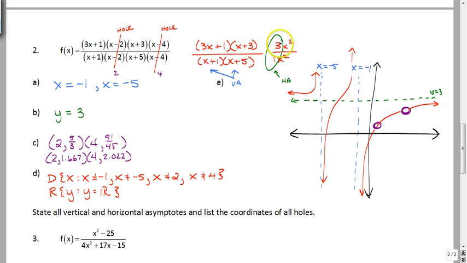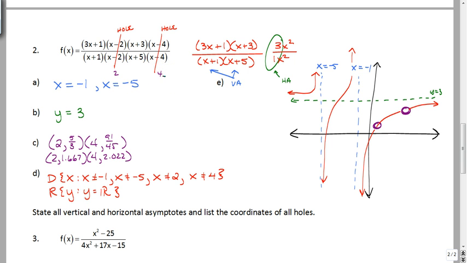Now, if you were to imagine that this was being FOILed out, we'd have a 3x squared and an x squared for our leading coefficients. So that same number of x's on top and bottom, we have x squared and x squared. So that simplifies to 3 over 1. So we have a y equals 3, which is graphed. We have 2 holes at 2 and 4.